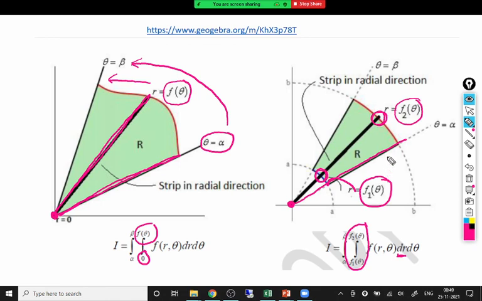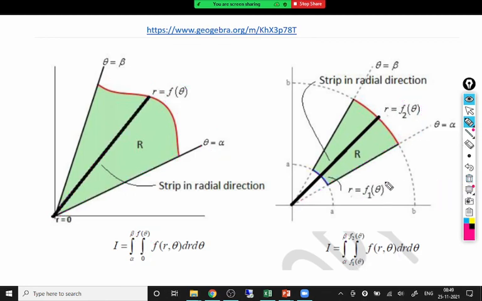Sir, can you please repeat this? It is just this: always the outer limits are of theta. Look for minimum and maximum theta over the region. Let me draw one more region. You should tell me what the limits should be.